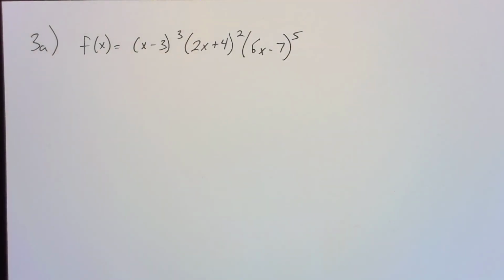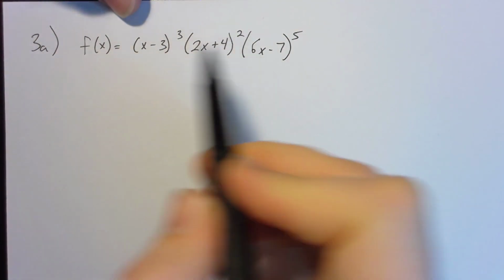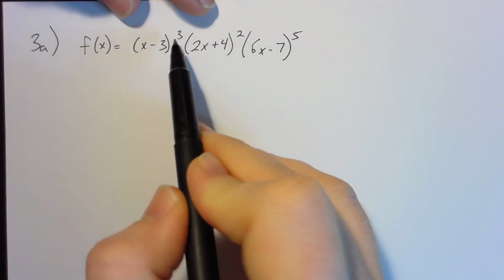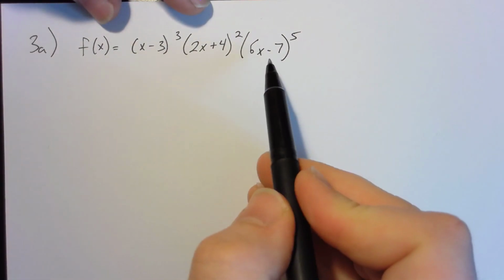In this video, we'll be covering logarithmic differentiation. This first function here looks really problematic. Notice how there's three different binomials, to the power of 3, to the power of 2, to the power of 5. First off, we do not want to multiply this whole thing out.